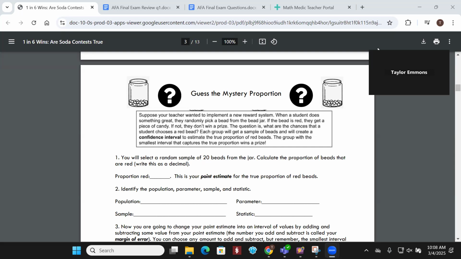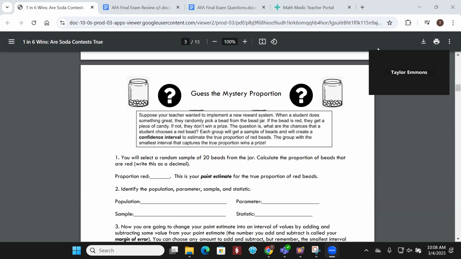So with that being said, suppose your teacher wanted to implement a new reward system. When a student does something great, they randomly pick a bead from the bead jar. If the bead is red, they get a piece of candy. If not, they don't win a prize. The question is, what are the chances that a student chooses a red bead? Each group will get a sample of beads and will create a confidence interval. That's going to be an important word, to estimate the true proportion of red beads. The group with the smallest interval that captures the true proportion wins a prize.